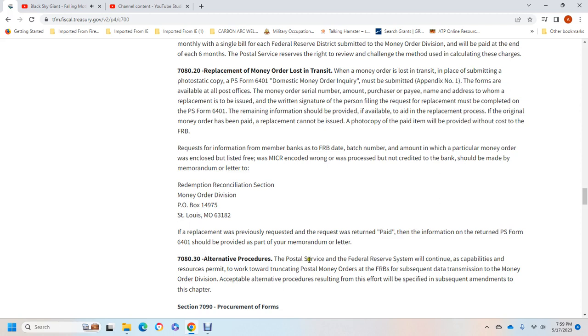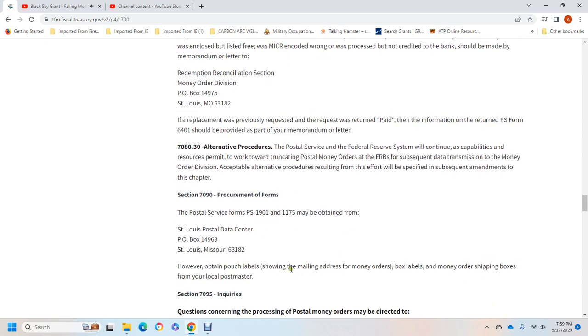Alternative procedures. The Postal Service and the Federal Reserve will continue the capability to work toward processing postal money orders. The Federal Reserve Bank subsequent data transmission, other divisions, acceptable alternative procedure resulting from the effort to specify the subsequent amendments of this chapter.